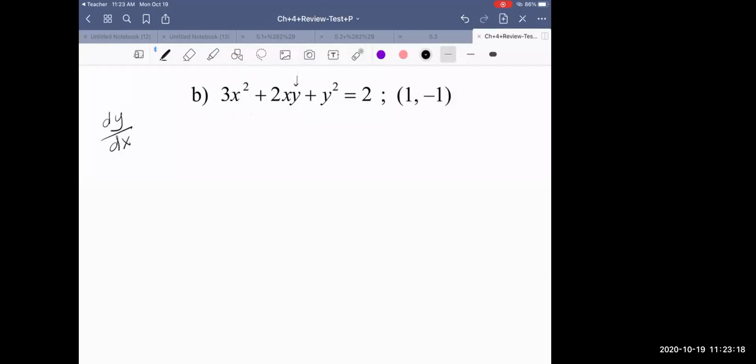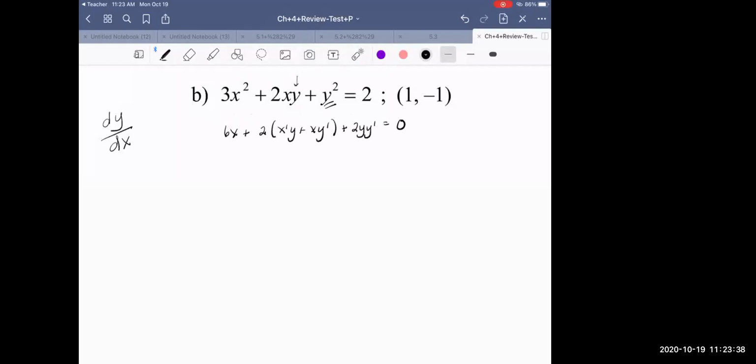So taking the derivative here, we're going to have 6x plus, I'm going to pull out this 2. We're going to have x prime y plus xy prime. So I'm not taking a derivative here yet. I'm going to take the derivative of this one, which is 2y prime, and the derivative of the constant on the right is 0. Is that okay so far?